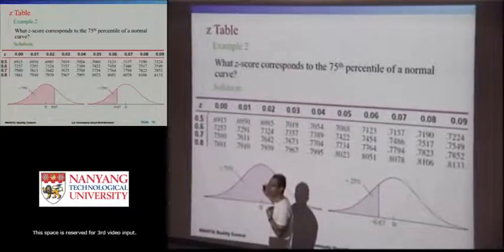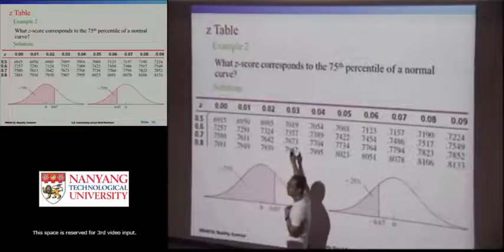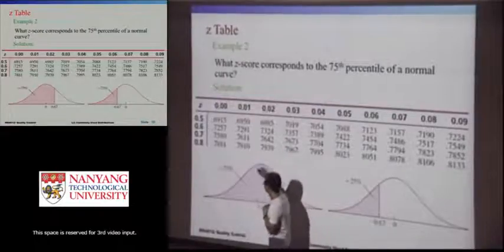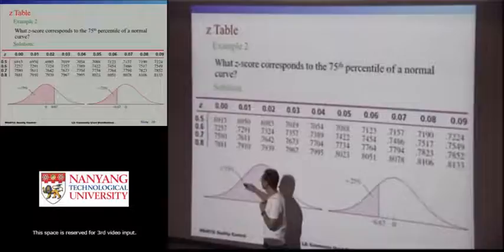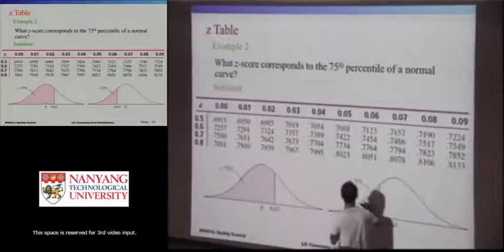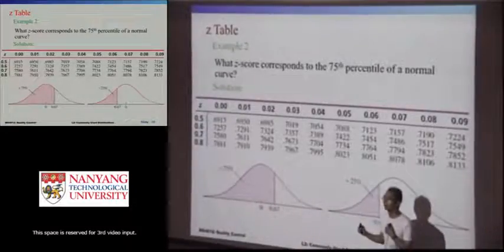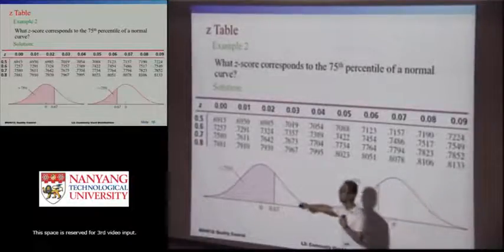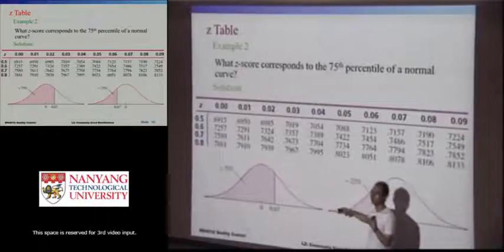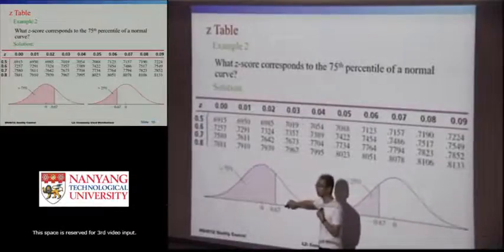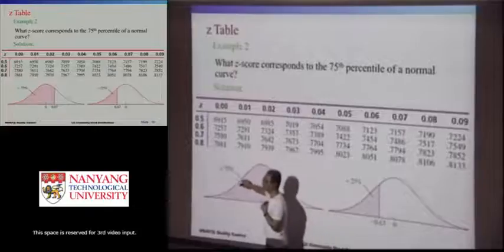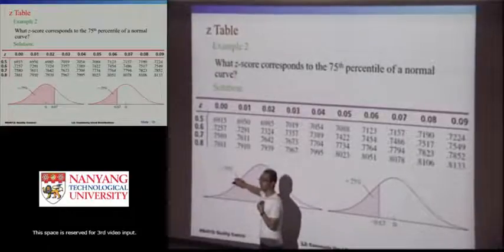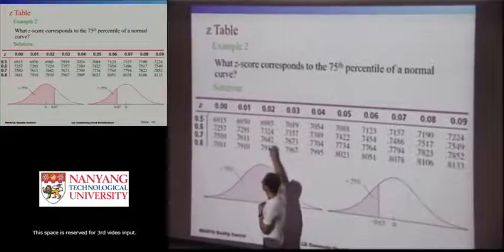So if we look for the 75th percentile, what's the area of this? It should be 0.75 or 0.25. Which one? This one? Yes, okay, this is the right one. So after we know the area should be 0.75, we look at the table.